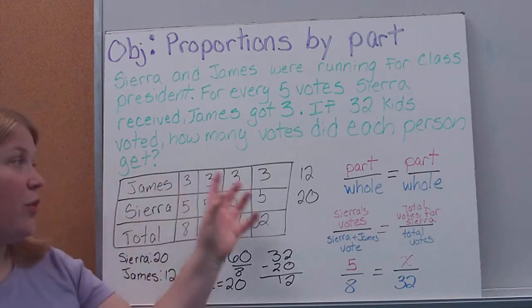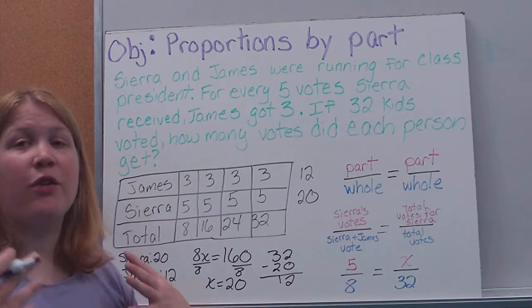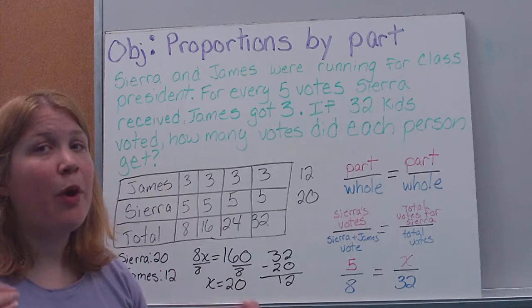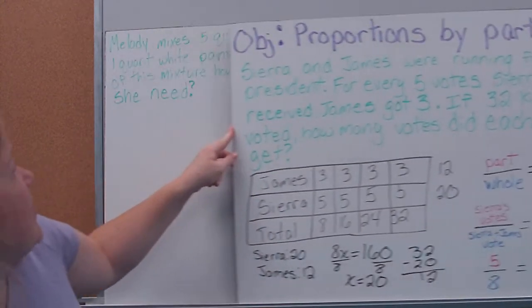We could do it with a chart, but like I said, that can get very time consuming, so we want to use proportions. Remember, it's part to whole, not part to part like what we were doing with direct proportions. We're going to do some more examples here.